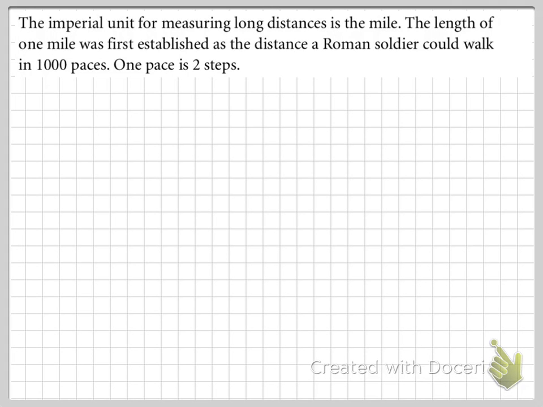The imperial unit for measuring long distances is the mile. The length of 1 mile was first established as the distance a Roman soldier could walk in 1,000 paces. 1 pace is considered to be 2 steps.